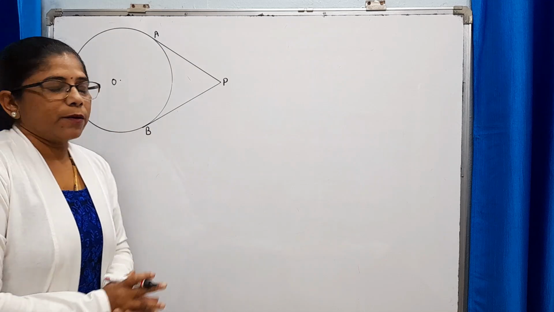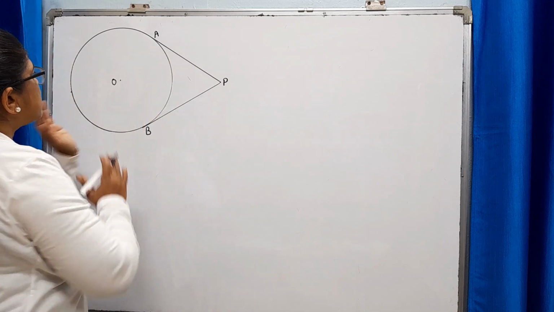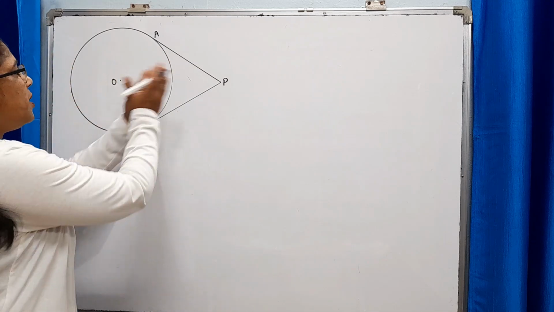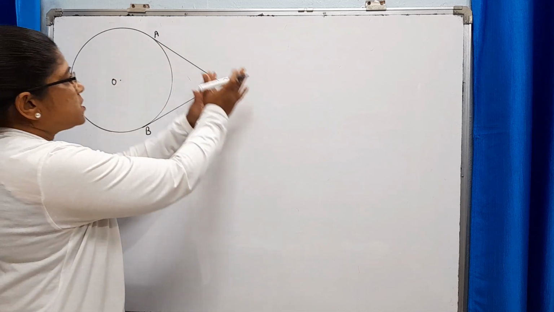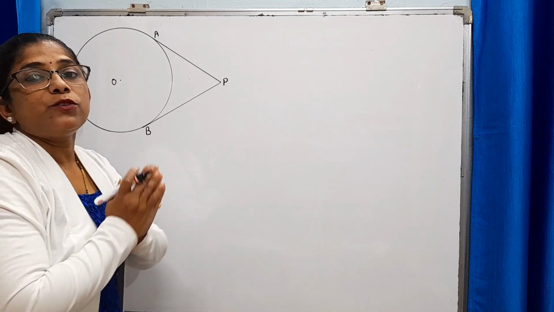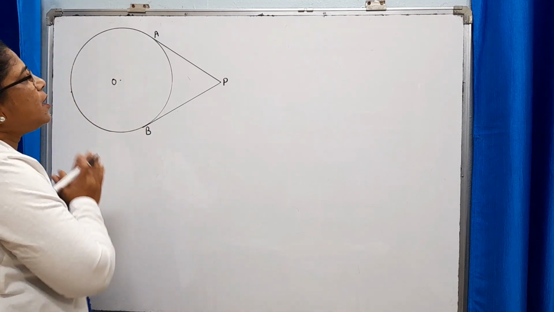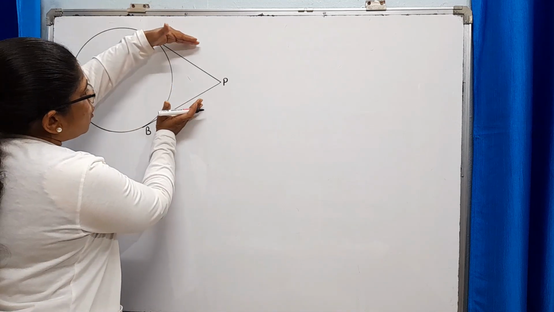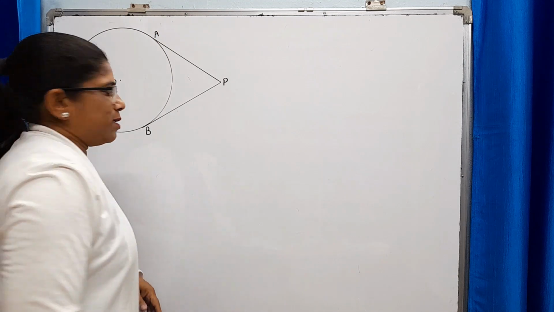Here is the required figure. Now here we have one circle with center O. P is the external point which is outside the circle. PA and PB are the two tangents which are drawn from this external point, and we have to prove that the lengths of these two tangents are equal.